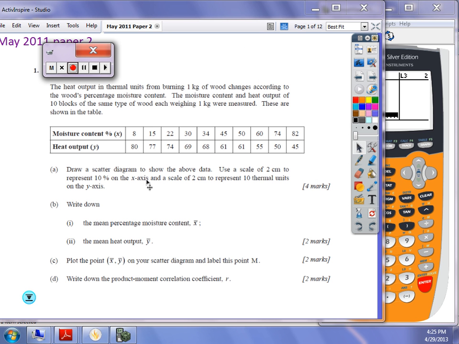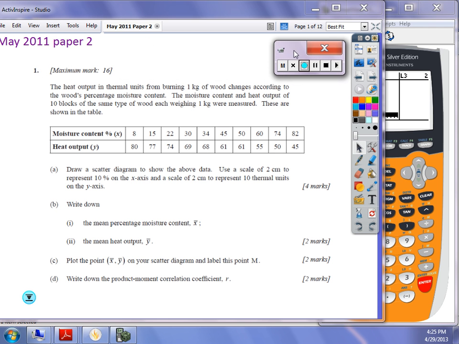This is the May 2011 paper 2, problem number 1. The question gives you a little background information. The heat output in thermal units from burning a kilogram of wood changes according to the wood's percentage moisture content. And then you're given some values, and it's indicated which values you should use for X and which values you should use for Y. And the first thing you're asked to do is to represent the data on a scattergram.